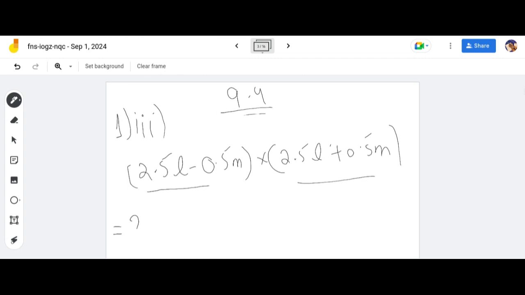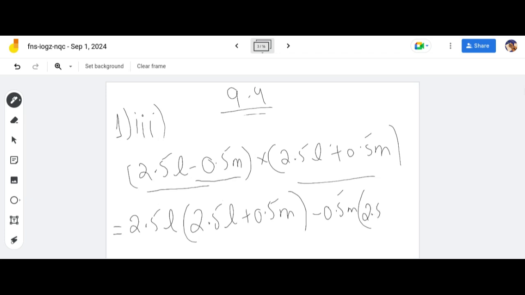Yes, ma'am. So I will place 2.5L here. I will multiply this one term with the whole expression, 2.5L plus 0.5M. Done? Yes. Now I have to put a negative sign because I'm taking this whole term, right? Then 0.5M here. Then this term again times 2.5L plus 0.5M. Done? Yes. Can I move to the next page? Yes, ma'am. There is a point between them.